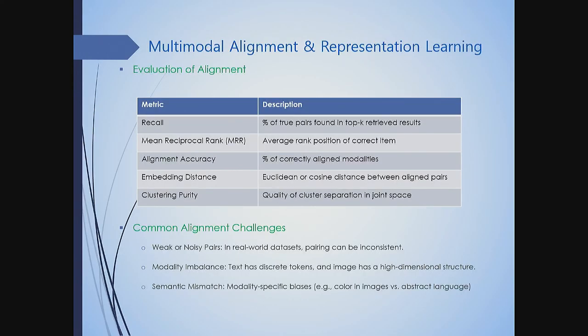But still there are some challenges, because of weak or noisy pairs. Weak means it's not fully defined. You don't know exactly to which class it belongs and so on. So how do you make alignment? Alignment is a little complicated, especially in real-world databases. And then there's also modality imbalance.